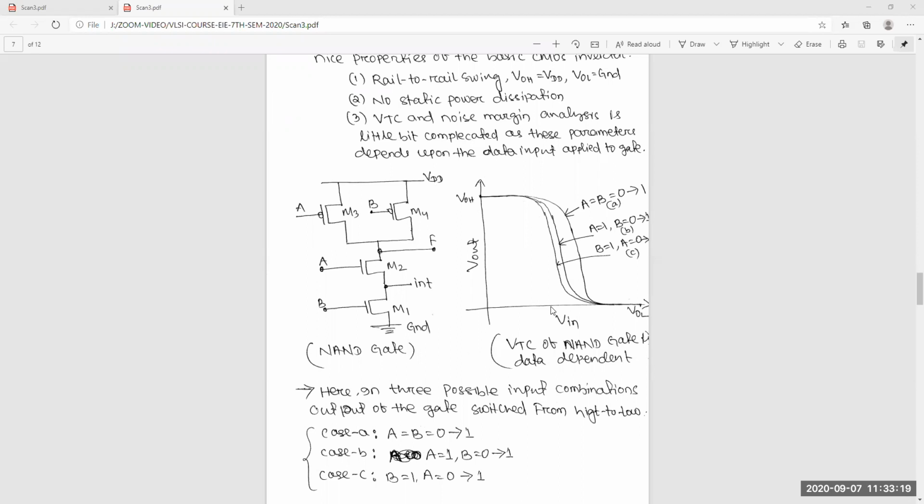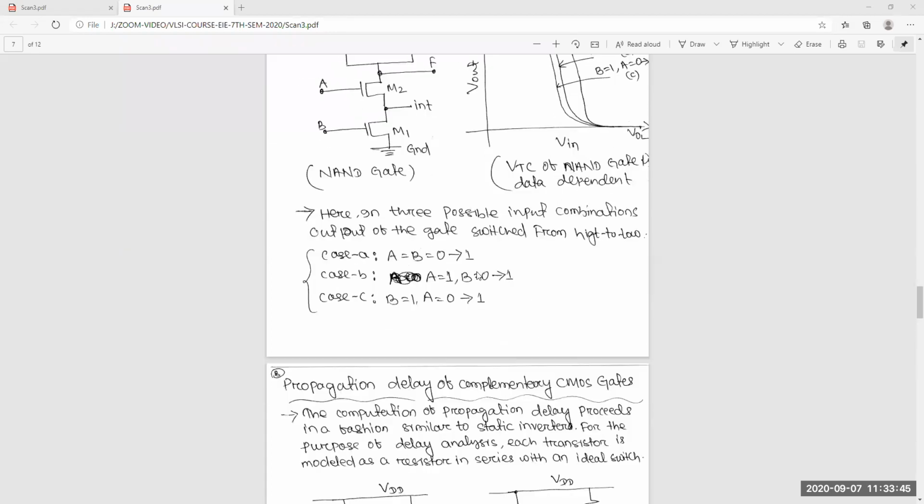Are you getting my point? Sir, if the delay decreases, you are saying the propagation delay will decrease? Another question, sir: if the delay decreases, then the noise margin will decrease.